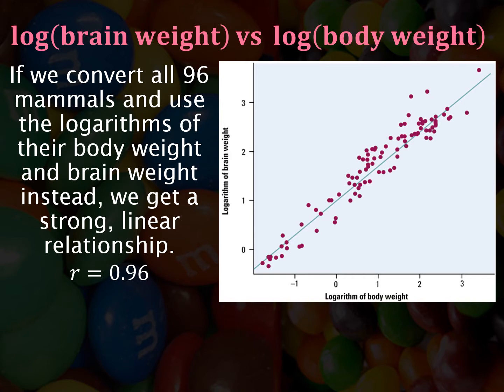Notice if you were to take the log of both the x and the y variables, the log of the brain weight, which is the y-axis, and the log of the body weight, which is the x-axis, now you will see that the 96 mammals form a very, very strong linear relationship. In fact, the r is 0.96.